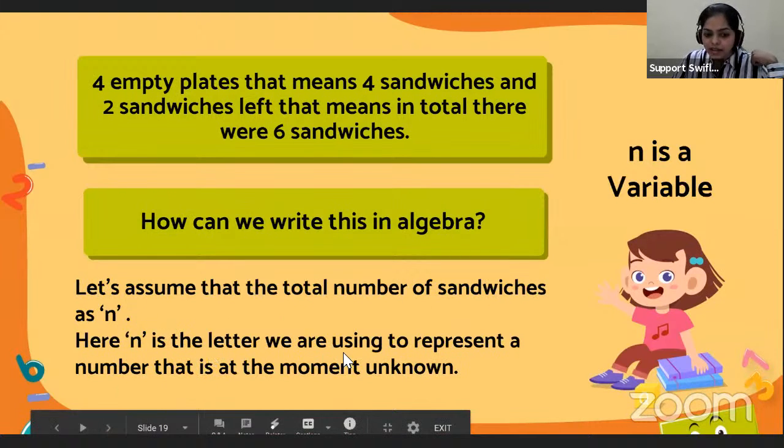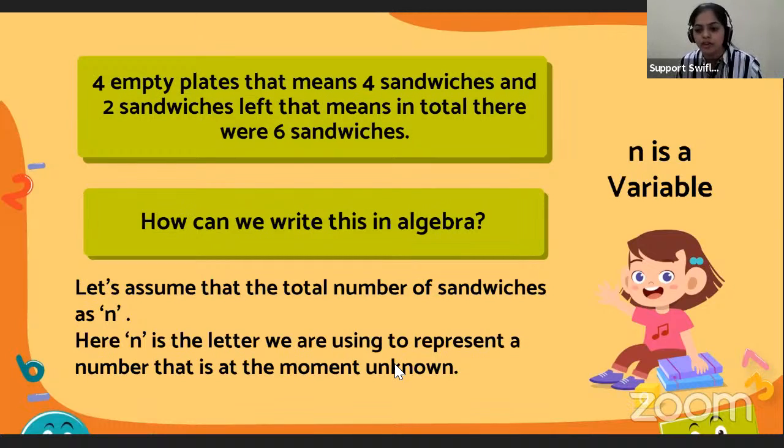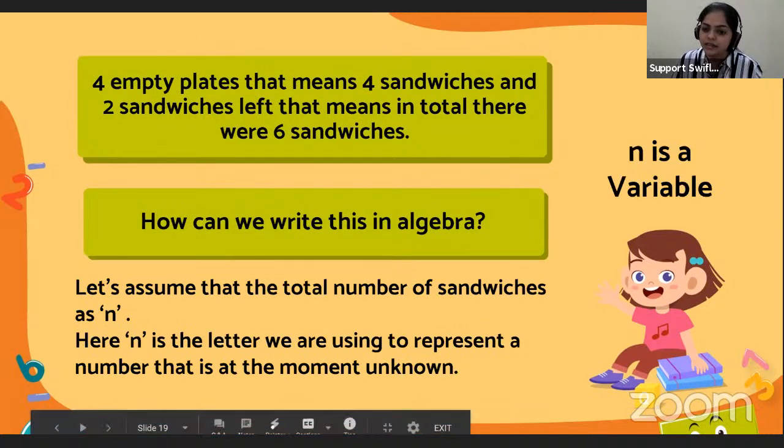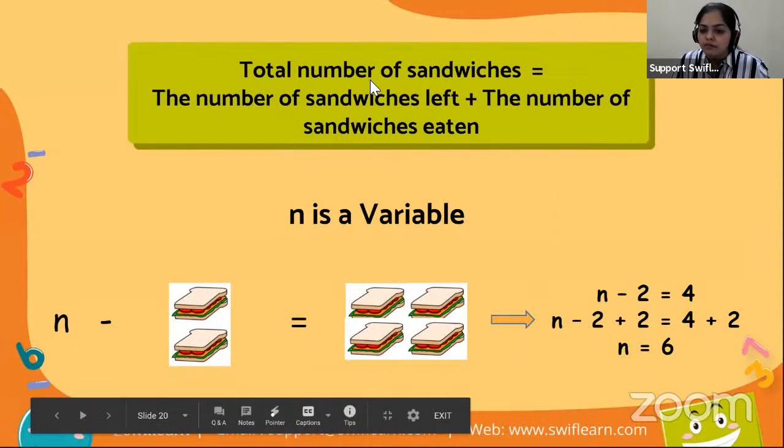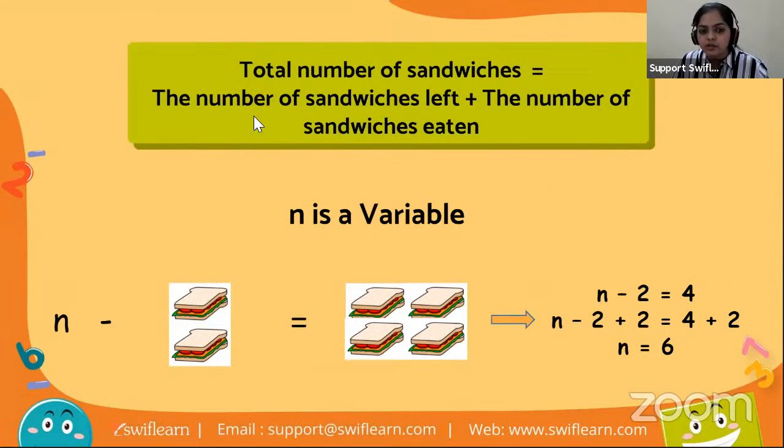Here n is the letter we are using to represent the number that is for the moment unknown. Actually, we don't know the value of n, so let's take n as an unknown. Alright, let's try. We know that the total number of sandwiches will be equal to what? The number of sandwiches left plus the number of sandwiches eaten.